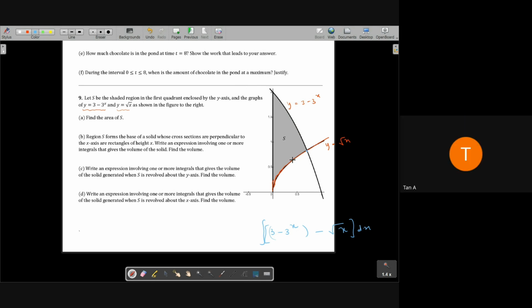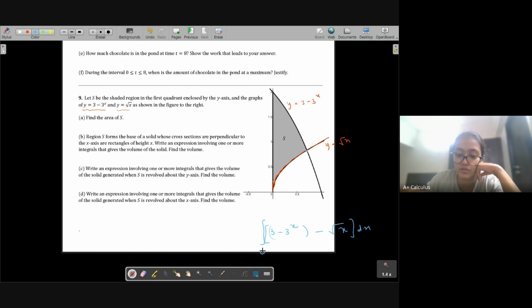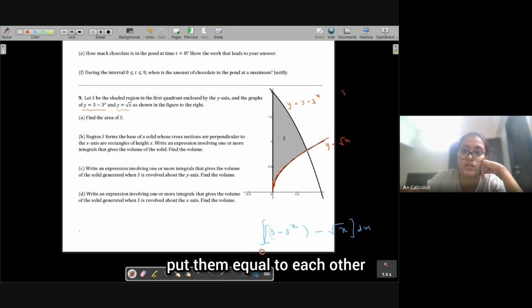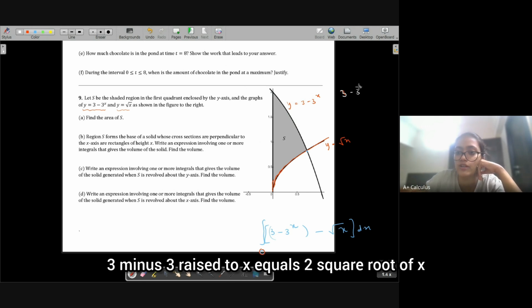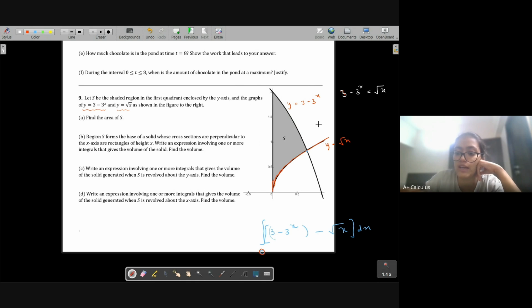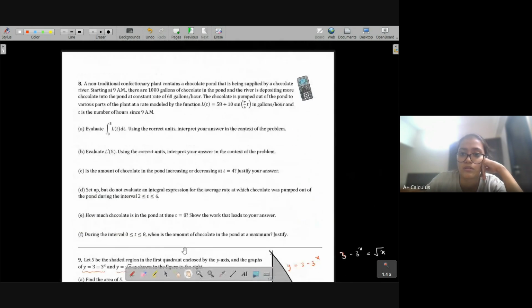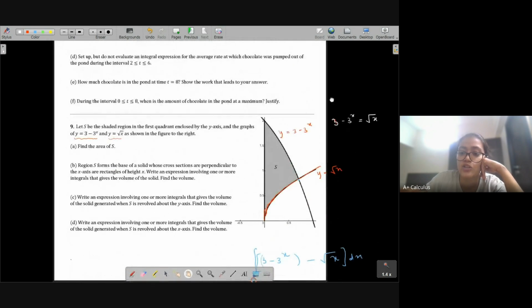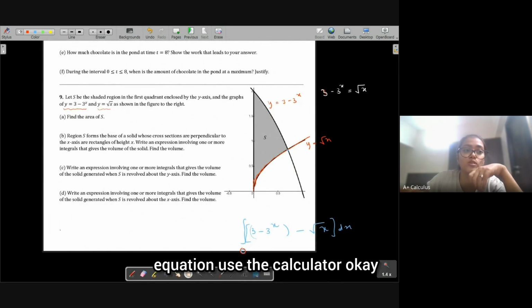So you know this point is 0, so the lower limit is 0. And what is this point? How will you find out this point? Just equate them, put them equal to each other: 3 minus 3 raised to x equals square root of x. And here you can use a calculator on this page. So even when you have to solve this equation, use the calculator, okay?